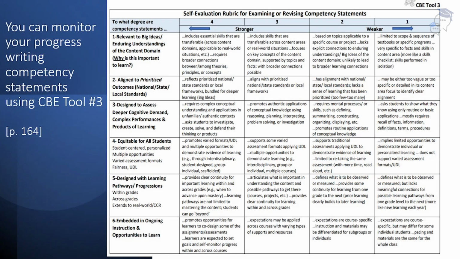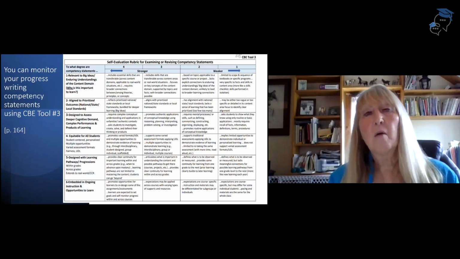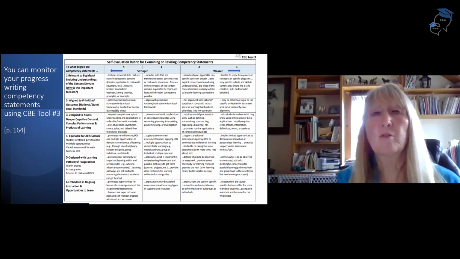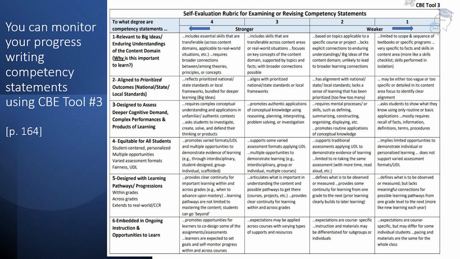Does it assess deeper learning? Is it equitable for all students? Do they all have to show their understanding the same way, or are there many ways they can show their learning? Are there different pathways they can take? And probably the most important, is it embedded in ongoing instruction? Have they learned how to do it? Did you model it? Did they role play activities with it? Did they read about it? In other words, we can't expect kids to meet these rigorous competencies if they haven't had opportunities. So this is a tool that might be helpful in that regard.